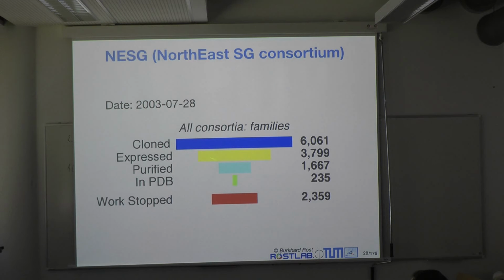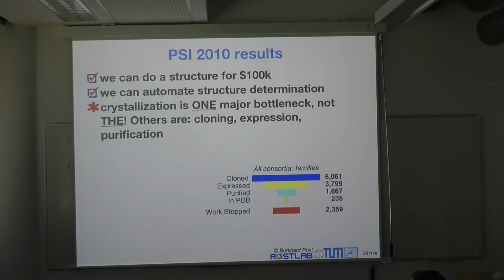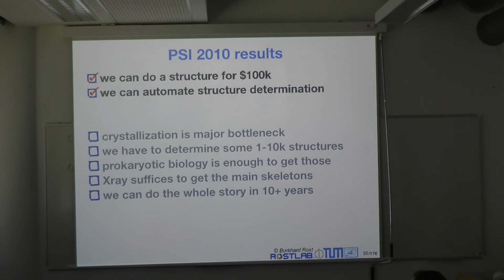And arguably, there is no one bottleneck here. At every single level, there is a major loss, right? And that was the first problem that people had absolutely not expected: that from clone to express to purified, essentially every single step here would have such a big loss. Yes, crystallization is one major bottleneck, but it's not the only one. Cloning, expression, purification, they are equal bottlenecks.